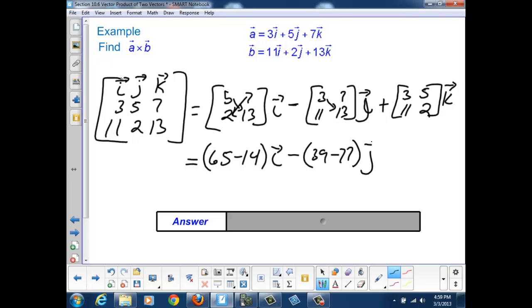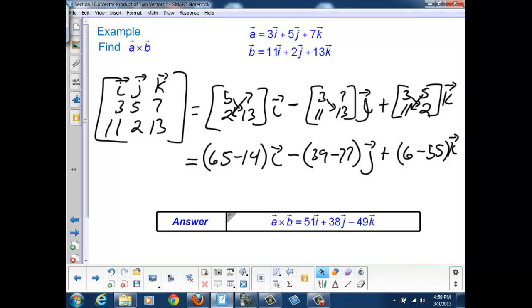j, plus 3 times 2, 6, minus 5 times 11, 55, k. And when we simplify, remembering that we have that minus on the j value, we end up with A cross B being 51i plus 38j minus 49k.